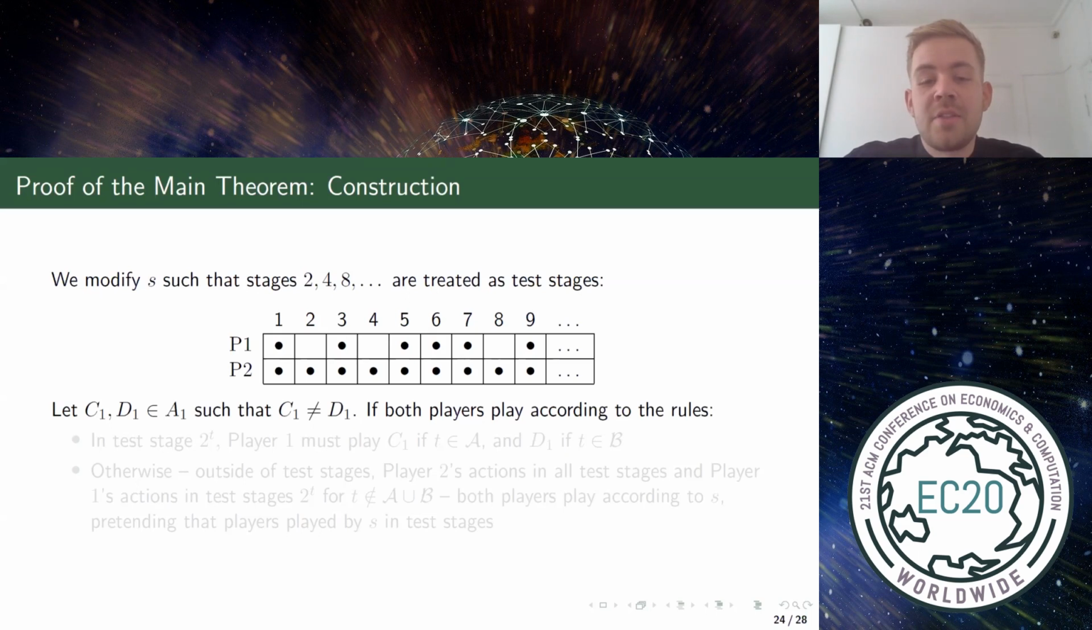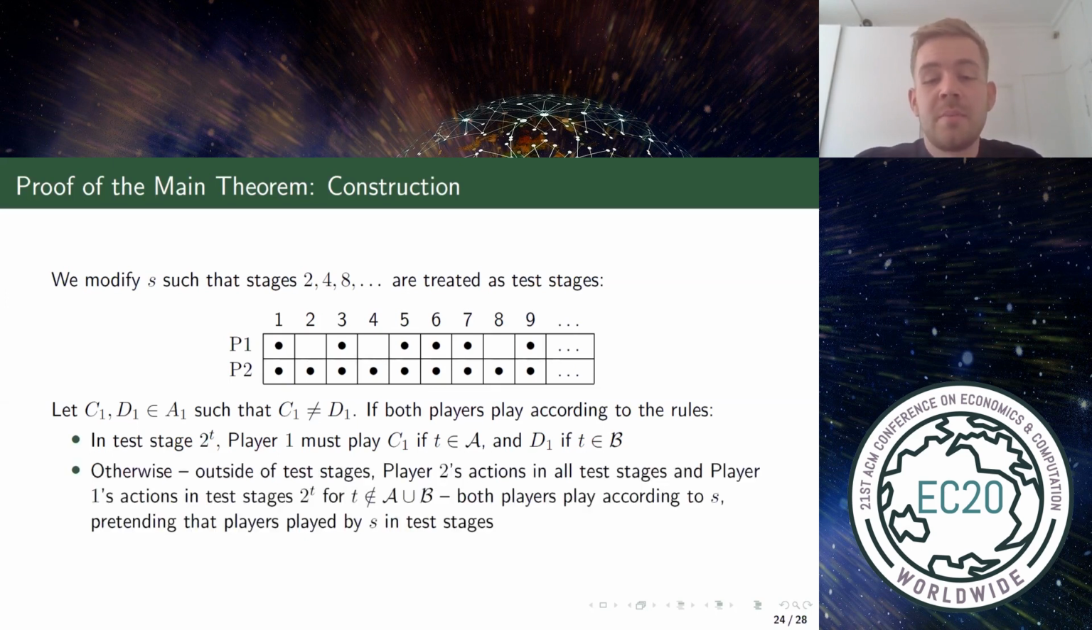Let us fix any actions C1 and D1 of player 1. In the stage 2 to the power of t, player 1 will play C1 if t belongs to A and D1 if t belongs to B. Otherwise, both players play according to S, but pretending that player 1 played according to S in test stages.